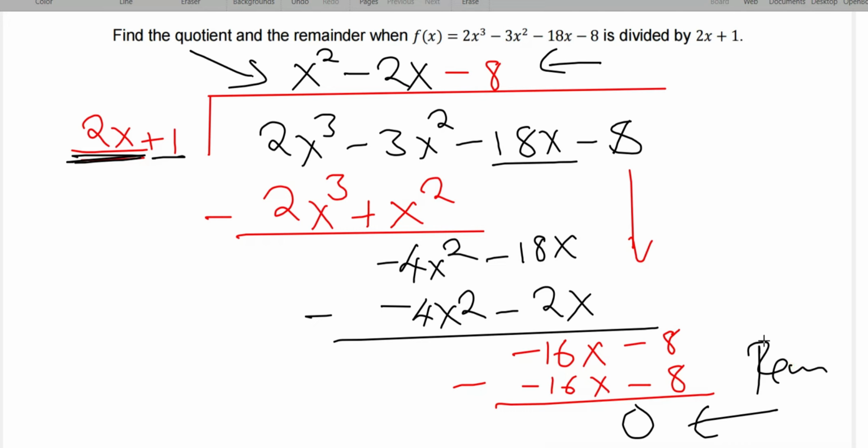You can try this one out further if you want, but we don't have to. You can try out using synthetic division and see the answer that you're going to get.